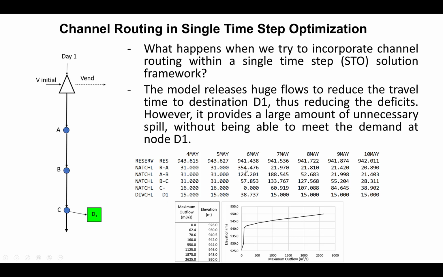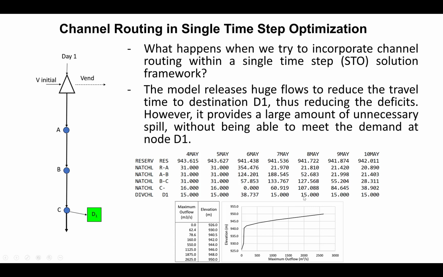The reason being, it takes much longer for water to reach the downstream demand. And if you see what happens to the peak flow here, from 354, it was reduced to 188 in the next channel during the next day, and then it was reduced to 127 in the subsequent downstream channel for the following day. Finally, on the 8th of May, we can see that in channel C we had a flow of 107.088, and that was more than enough to divert into the demand block.